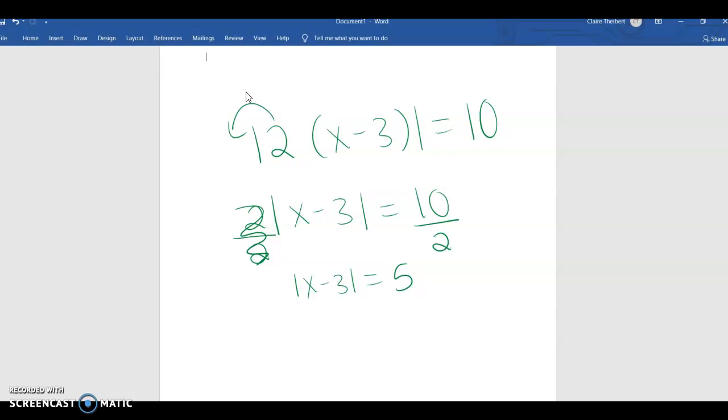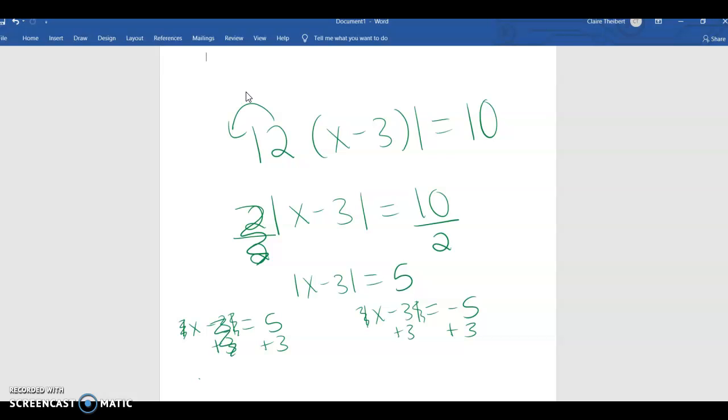At this point, we have to say that x minus 3 could give us a positive 5, or it can give us a negative 5. So we're going to say x minus 3 can give us a positive 5, or x minus 3 can give us a negative 5. All right, so since we have x minus 3, and really you'd get rid of these, so you'd say x minus 3 equals 5. So we're going to add 3 here, and we're going to add 3 here, add 3 here, add 3 here.